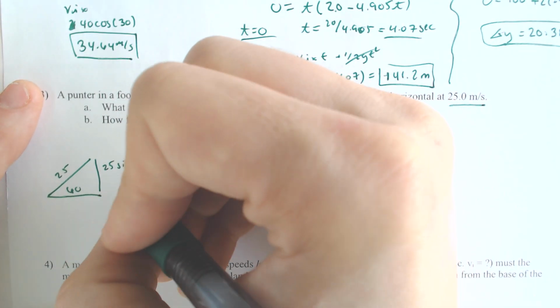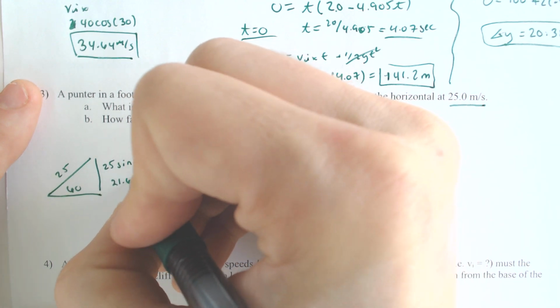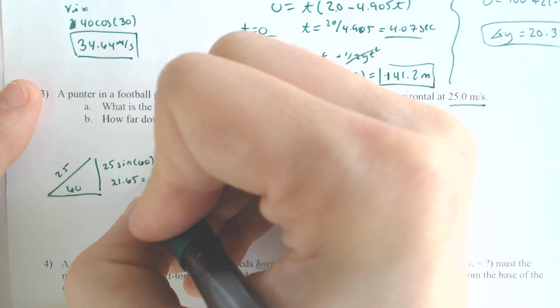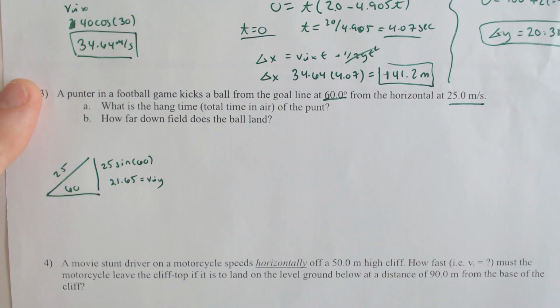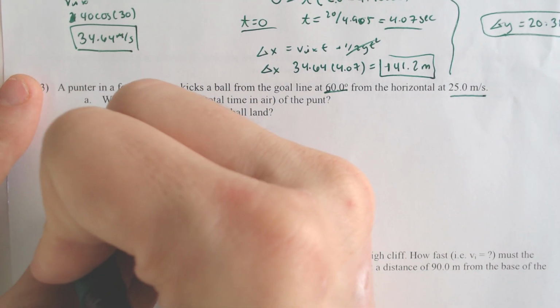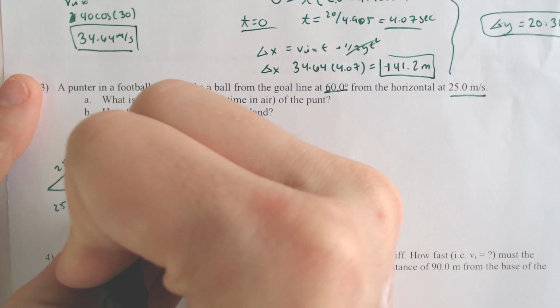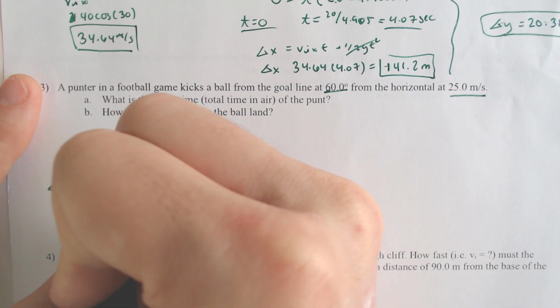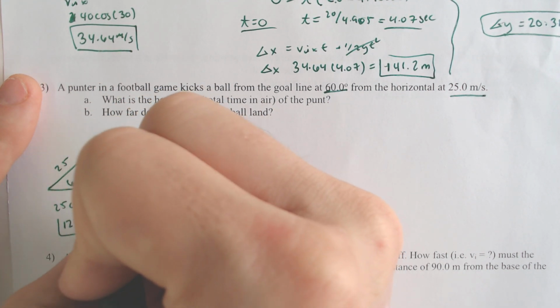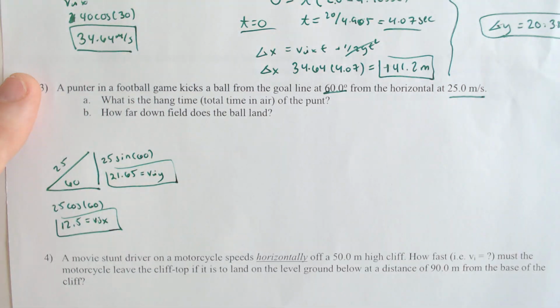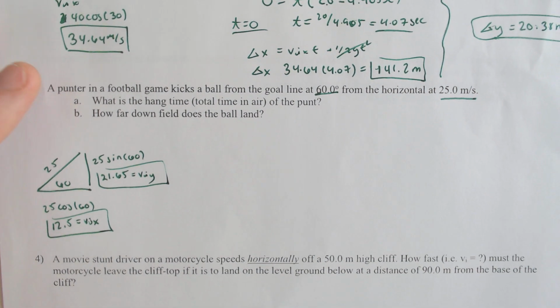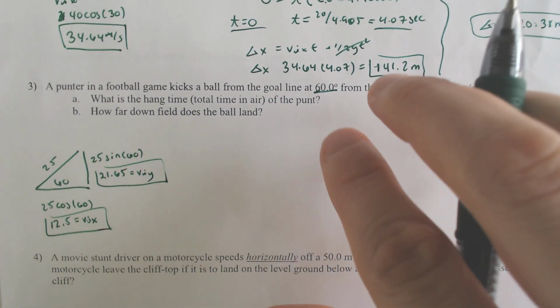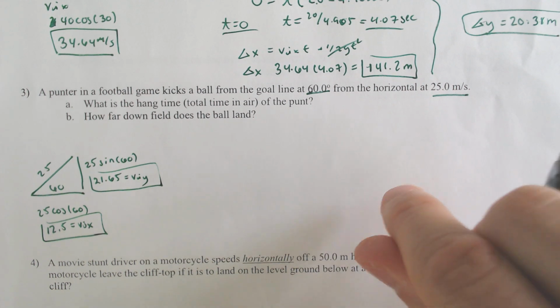If you do that, you end up with 21.65 meters per second is our initial for y. And then over here, we'd have 25 cosine of 60 degrees, which ends up equaling 12.5 for our initial for x. Okay? So anytime you can find your initial for y and your initial for x, just get it out of your calculator real soon. Make sure you're not in radian mode. You need to be in degree mode.